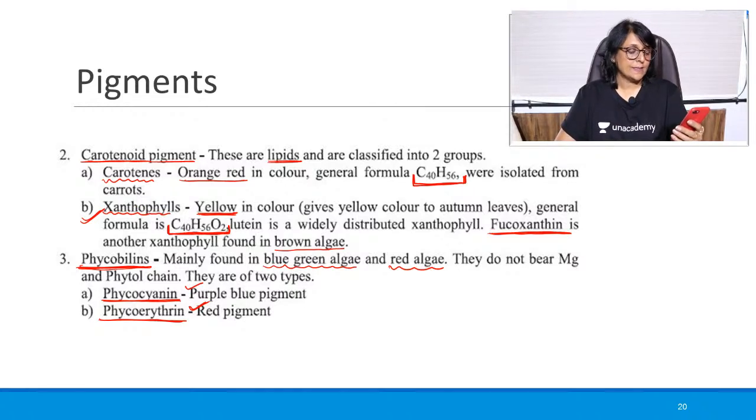Chromatography, Jayant is asking, it is a process by which the pigments are separated.